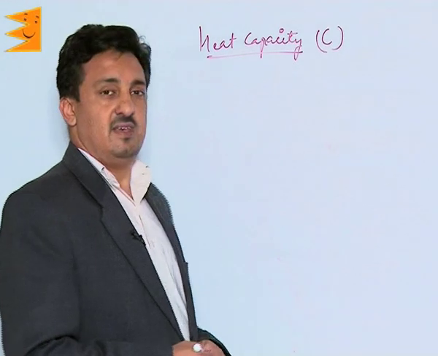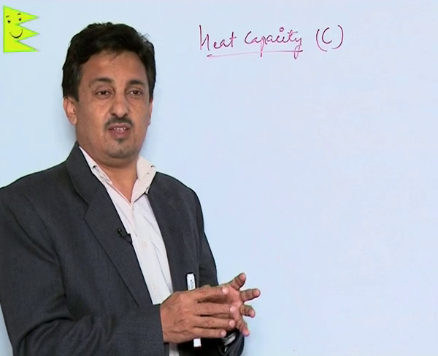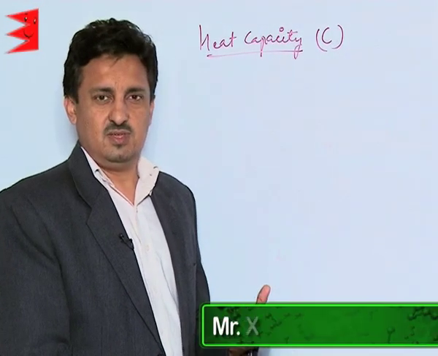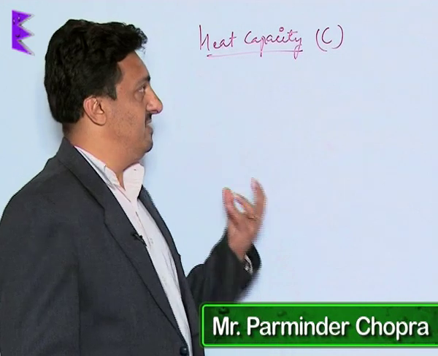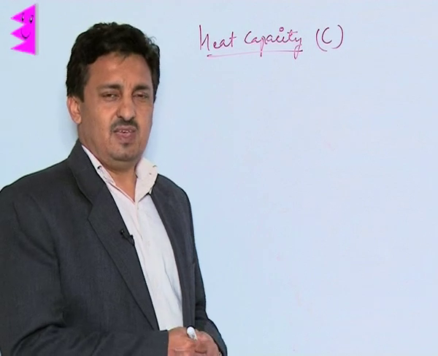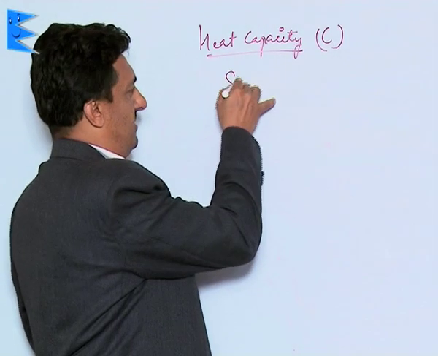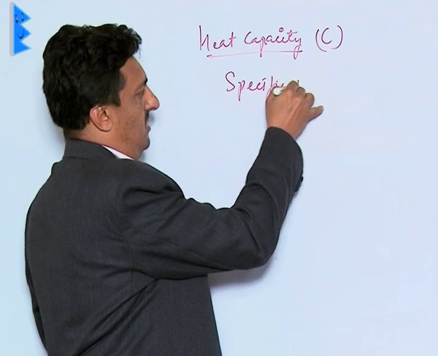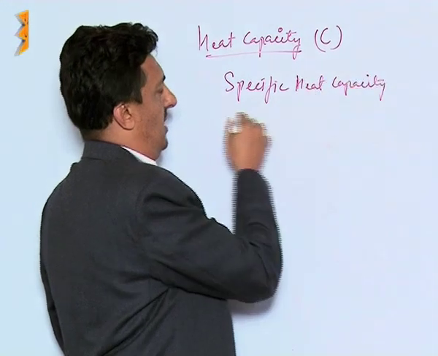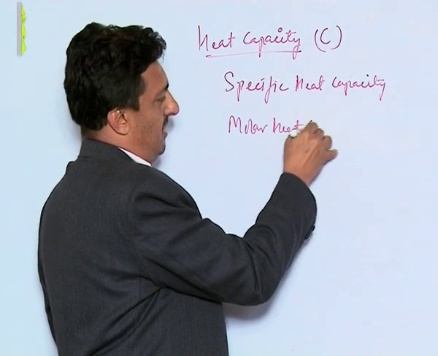Heat capacity. This term is introduced in thermodynamics in order to find out how much heat has been transferred to a system, or how it is expressed. It is expressed in terms of heat capacity, which is given the symbol C. We have two more related terms, specific heat capacity and molar heat capacity.